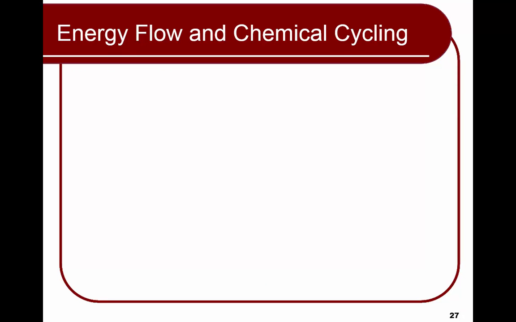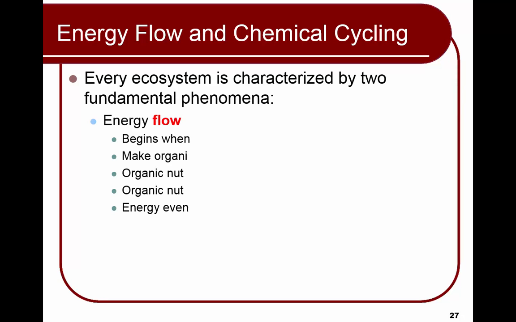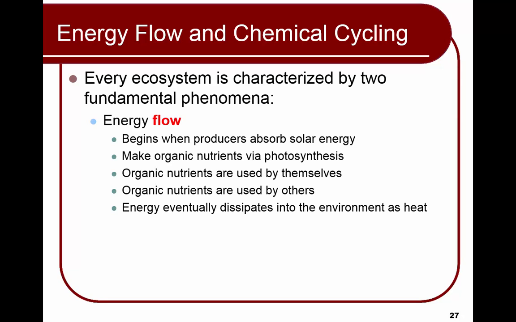Okay, let's talk about energy flow and chemical cycling. You've got energy flow. That's when the producers absorb the solar energy and, by photosynthesis, make organic nutrients, and they can use these nutrients by themselves, or others can use them, and then the energy is going to dissipate into the environment as heat. Only a small amount of the original energy is transferred.